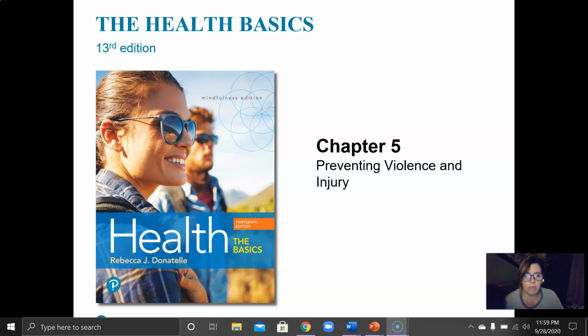Here we are in Chapter 5, Preventing Violence and Injury. Violence accounts for many of the health problems that are faced in the U.S., and it comes in many forms, such as abuse of spouses and children, homicide and other violent attacks on others, shootings in schools, acts of terrorism. Interpersonal violence is a problem that has really come to national attention. And in this chapter, we're going to focus on the problems of violence within our culture.